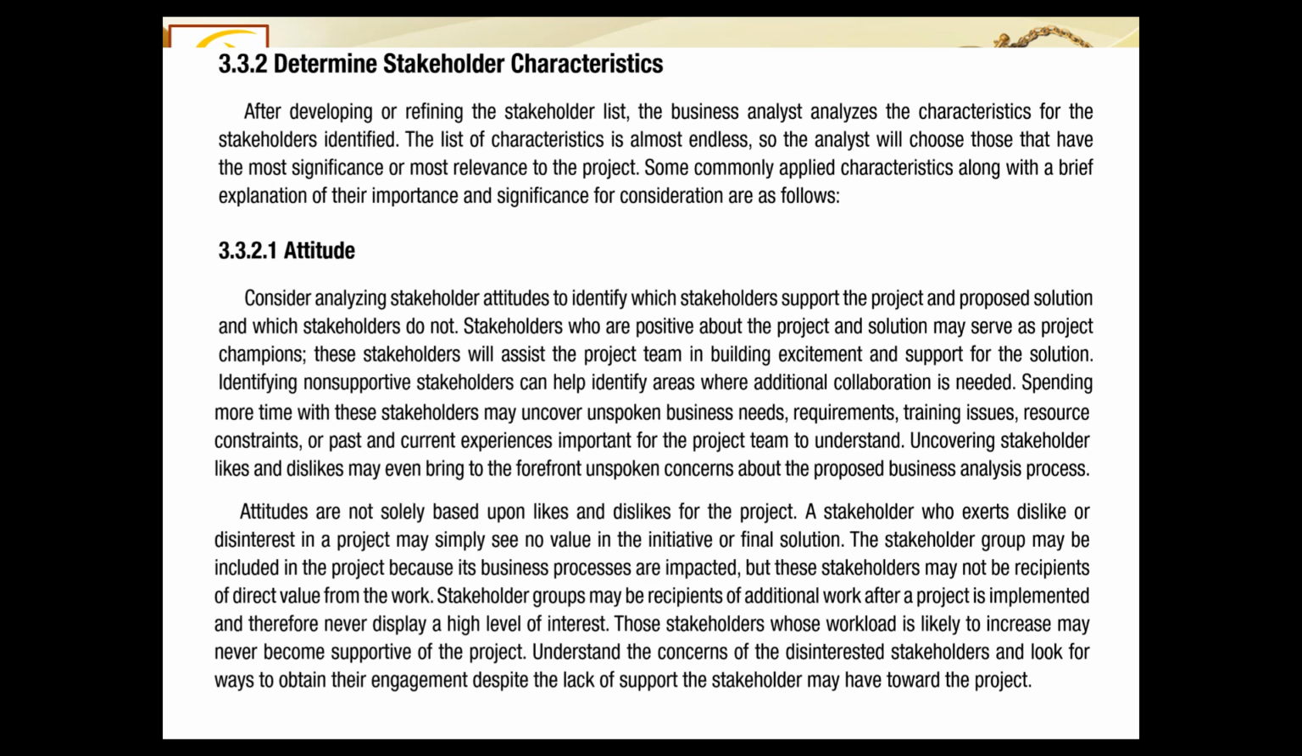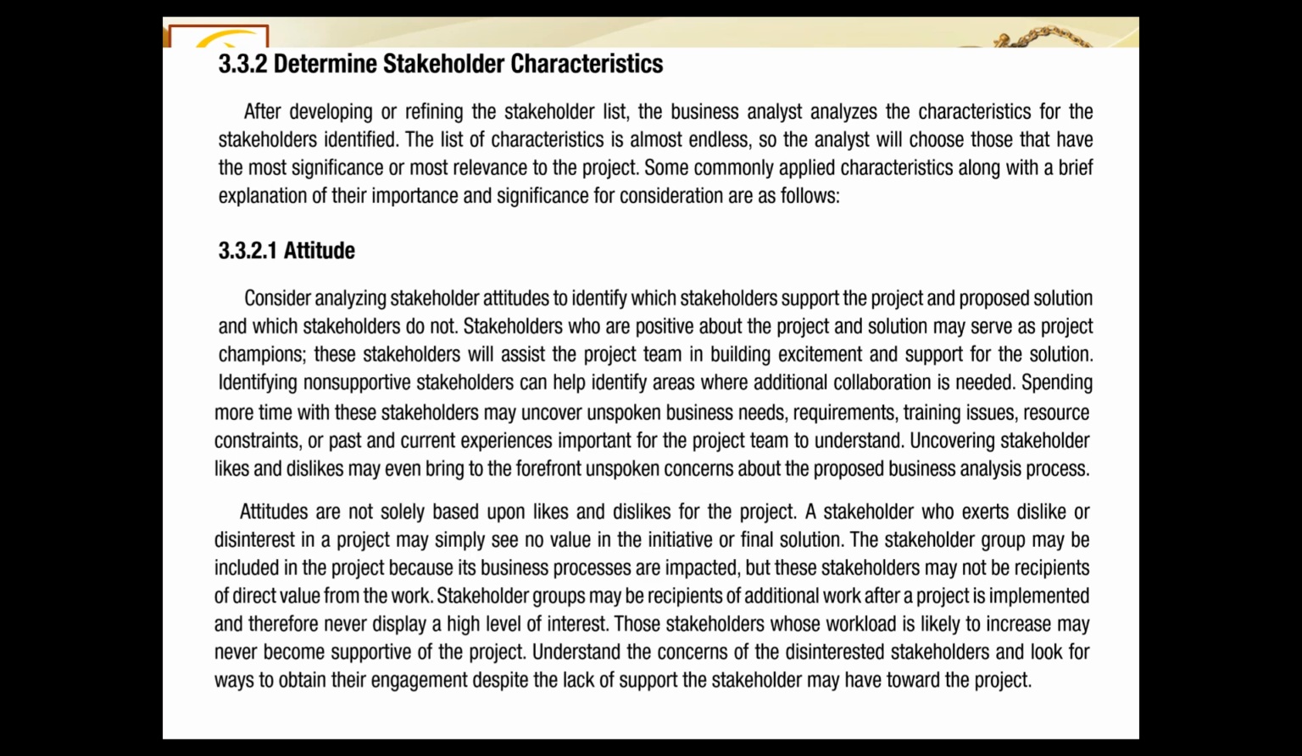Stakeholders who are positive about the project and solution may serve as project champions. These stakeholders will assist the project team in building excitement and support for the solution. Identifying non-supportive stakeholders can help identify areas where additional collaboration is needed. Spending more time with these stakeholders may uncover unspoken business needs, requirements, training issues, resource constraints, or past and current experiences important for the project team to understand. Uncovering stakeholder likes and dislikes may even bring to the forefront unspoken concerns about the proposed business analysis process. So you see how much this attitude influences and affects the determination of the stakeholder characteristics.